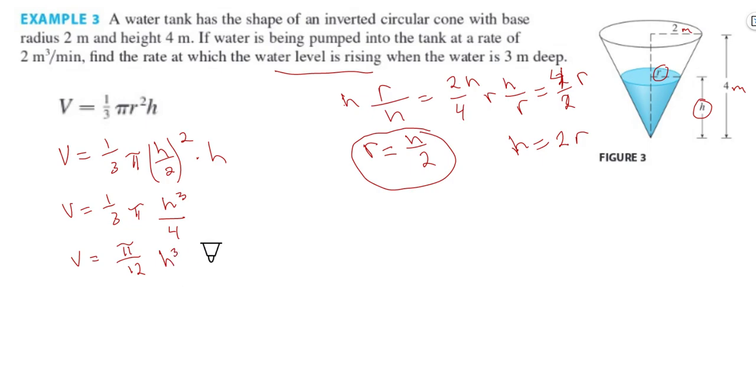Okay. Let's see. So now we could take the implicit derivative, right? dv. So on the left-hand side, the derivative of the volume, that's our dv/dt.